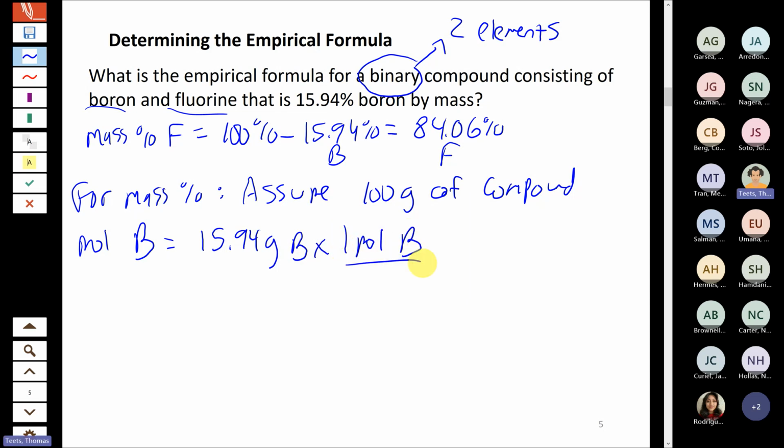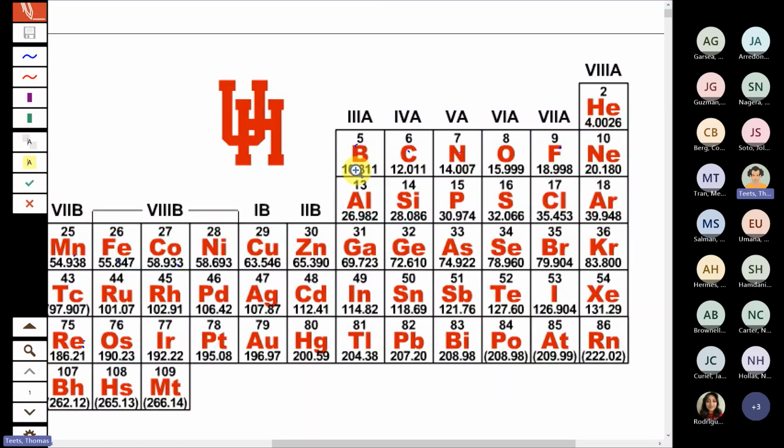And we're going to divide by the atomic mass to get moles, so we need to look those two up. Boron is 10.81, fluorine is 19, so those are the two atomic masses we'll need for this problem.